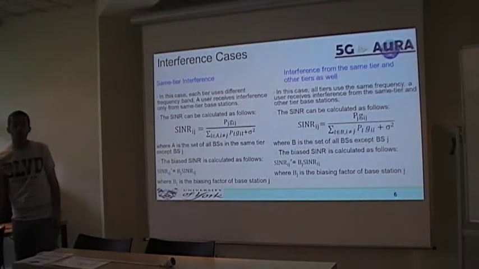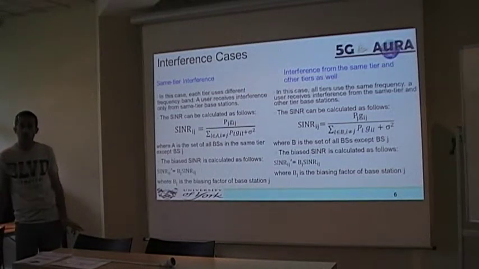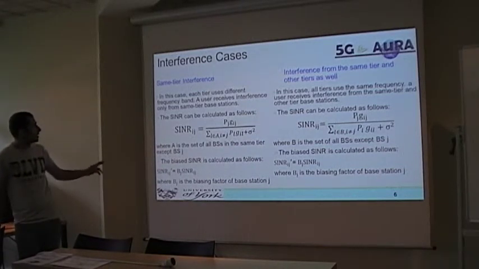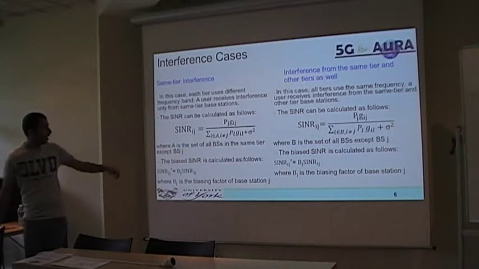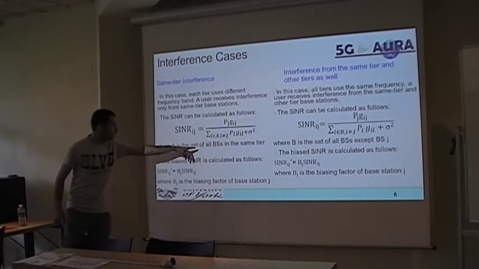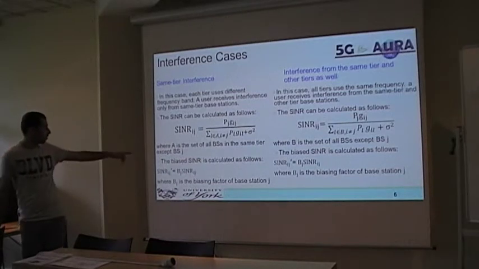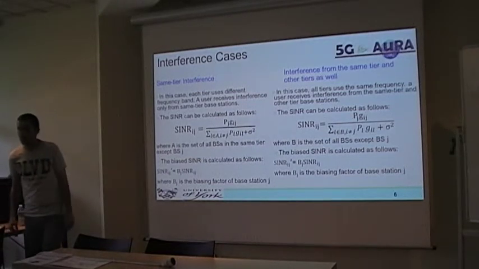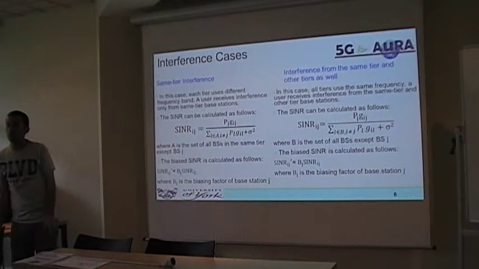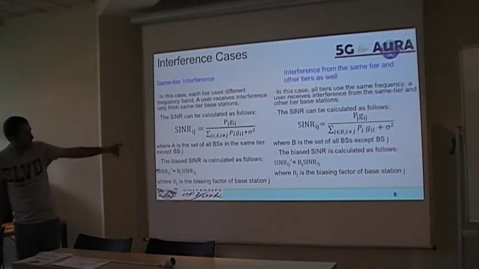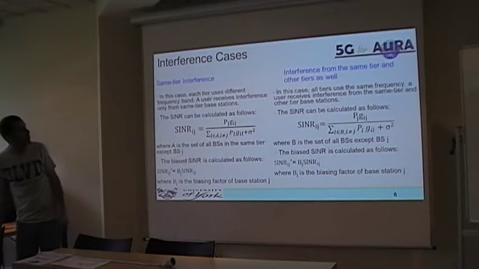The first one is same-tier interference, where a user receives interference only from the same tier, and the SINR is provided by this formula, where A is the set of all base stations in the same tier, and this is the formula of the biased SINR. In the other case, the interference is from all base stations, and the different SINR is calculated.